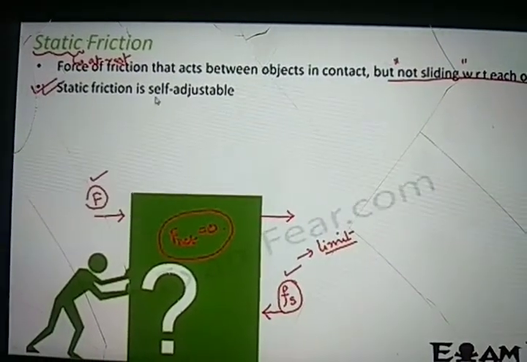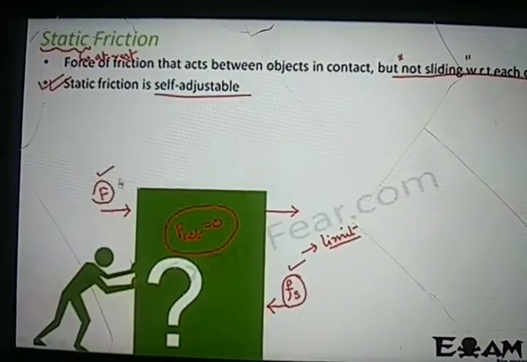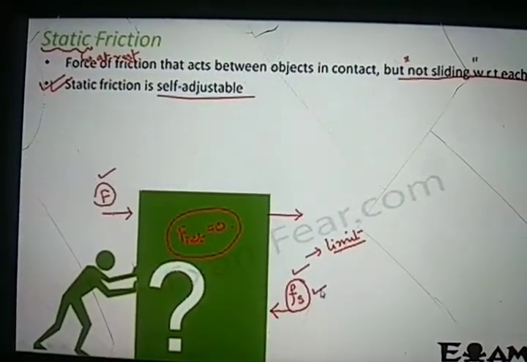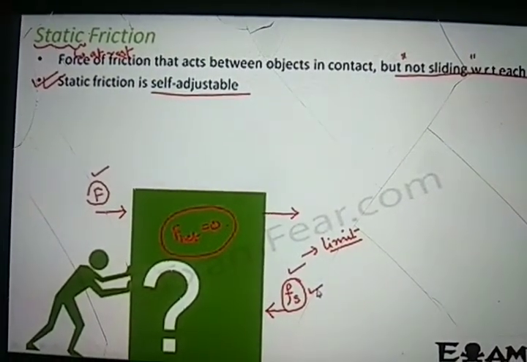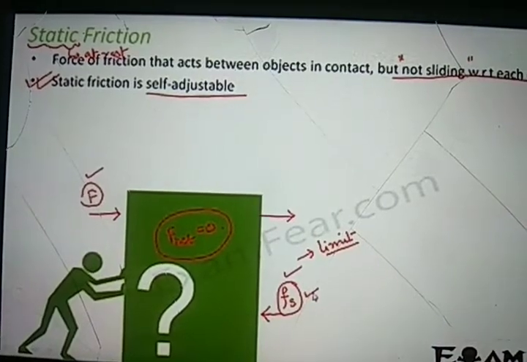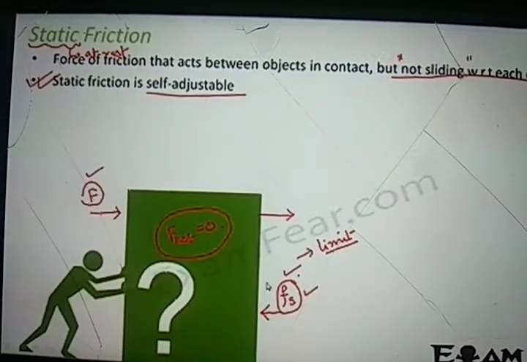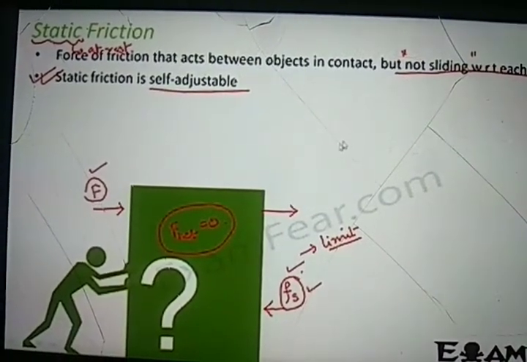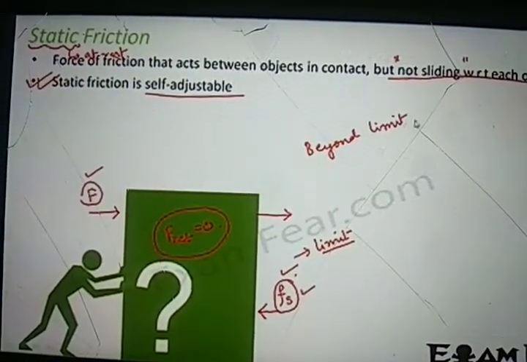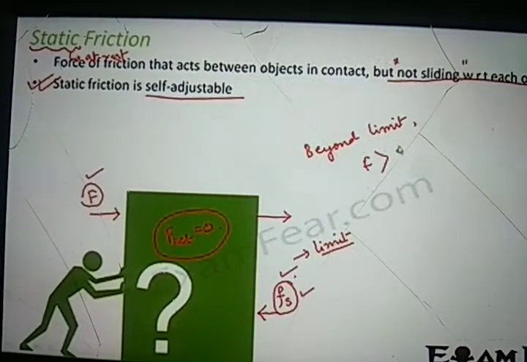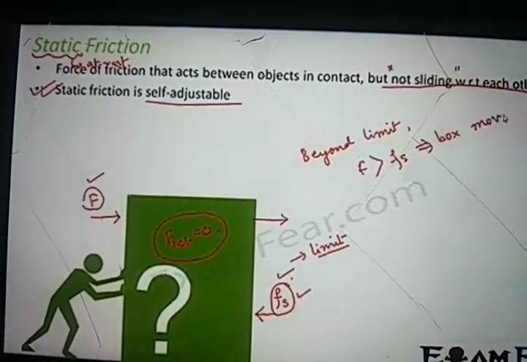So based on these, you can see that static friction is self-adjustable. What do we mean by self-adjustable? As the value of capital F increases, the value of Fs also increases. Static friction increases, but it can be increased only up to a certain limit, beyond which it cannot be increased any further. So beyond the limit, what happens is capital F is greater than Fs and the box moves.